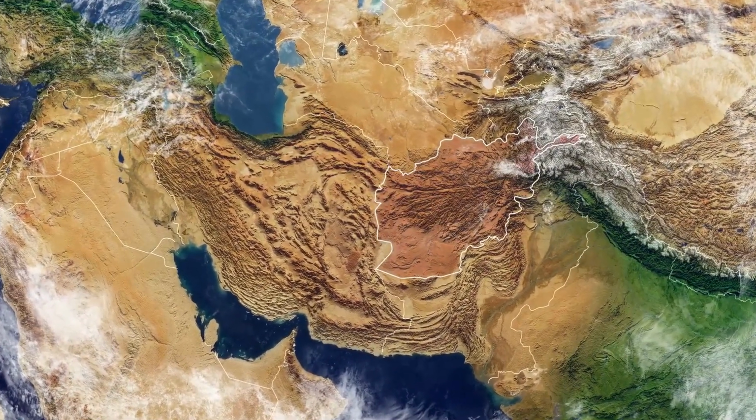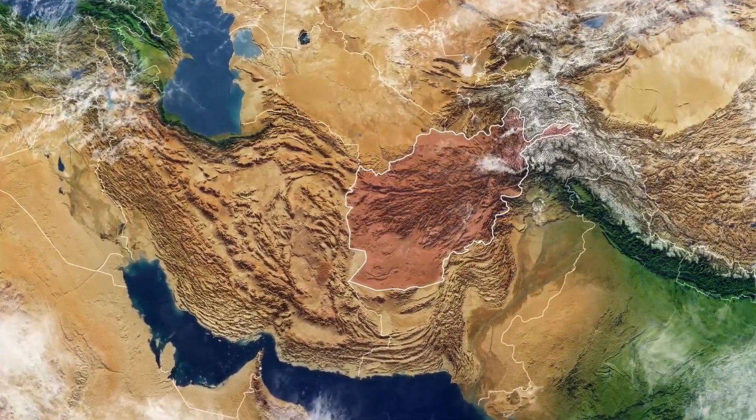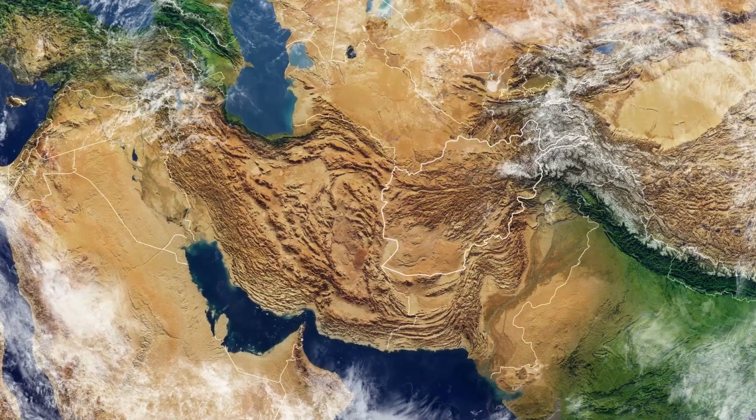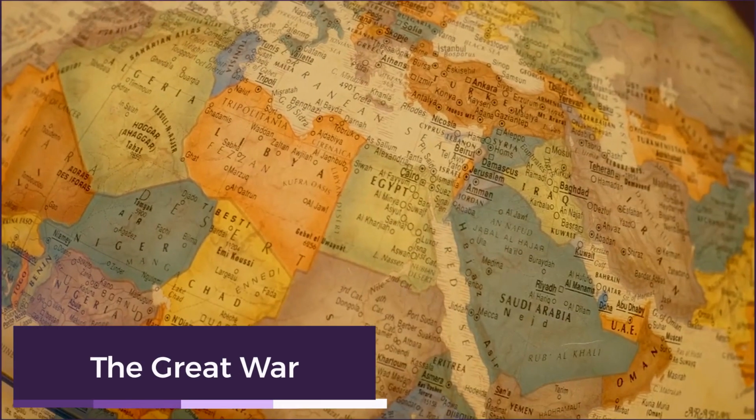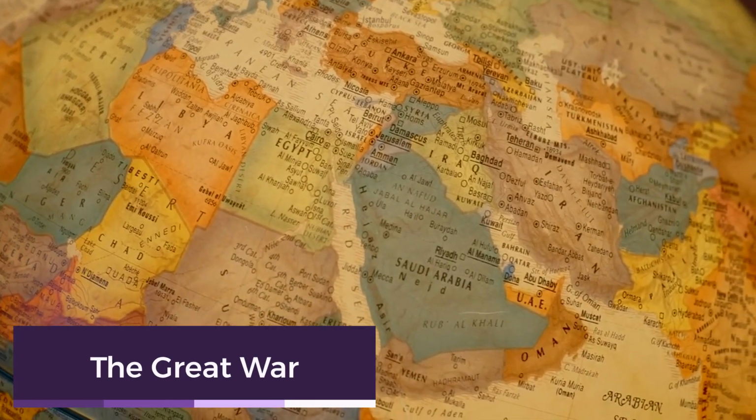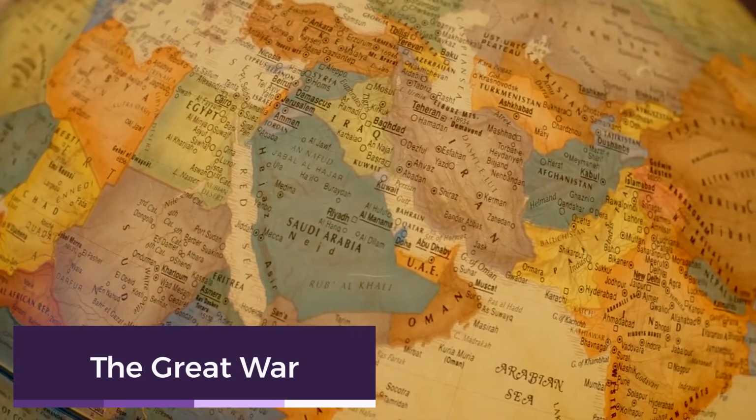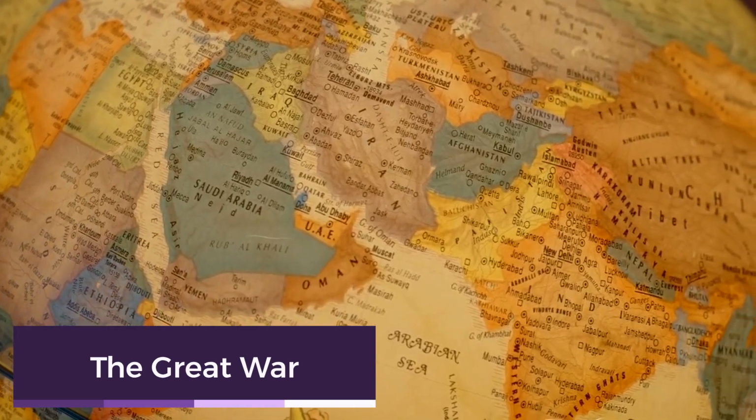Back then, it was mostly the Ottoman Empire, one giant unified bloc that controlled the vast majority of the region. Then came World War I, or the Great War, and the world was thrown into chaos. This event permanently reshaped the geography of the Middle East.